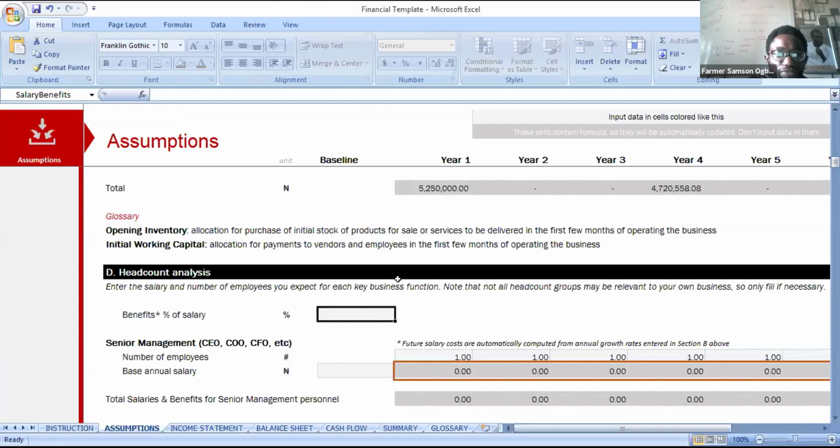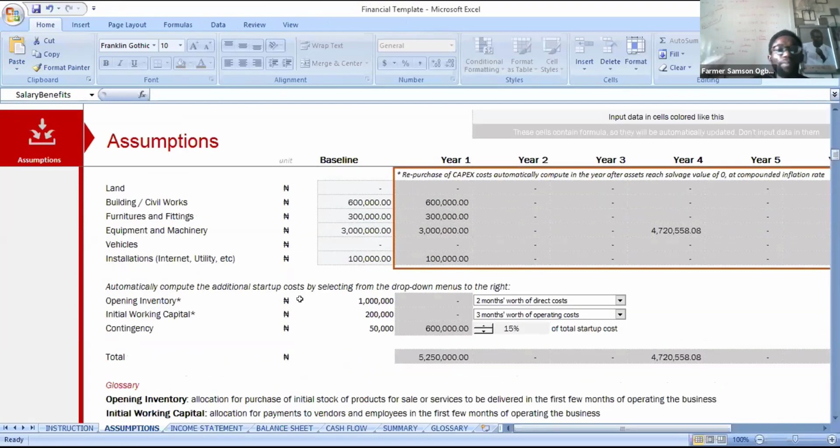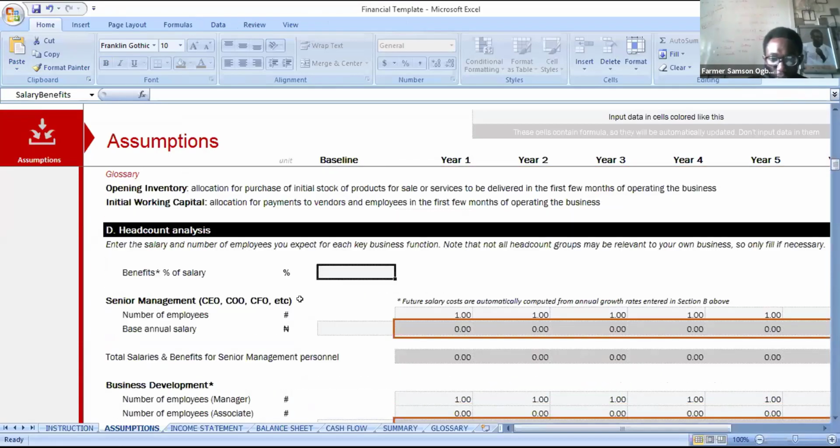Your opening inventory, again, is for a startup business. For a startup business, how much do you need to buy the things that you need? So the percentage of salary. How much is the total money you are spending on salary in an annum? Let's assume we put 1.5 M as an assumption. Is that 1.5 I wrote?